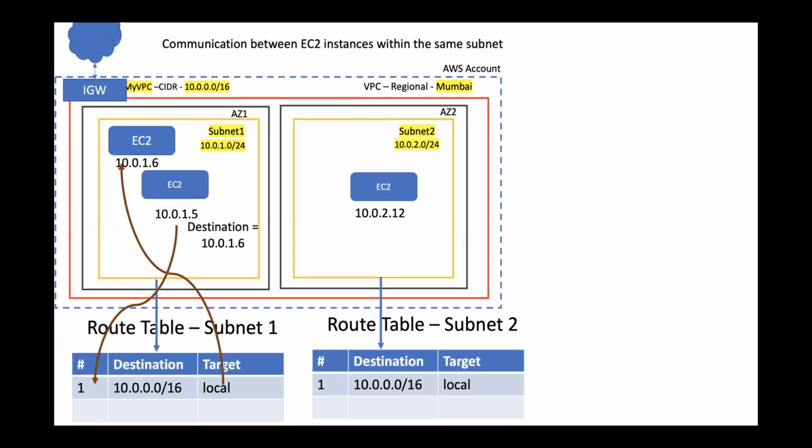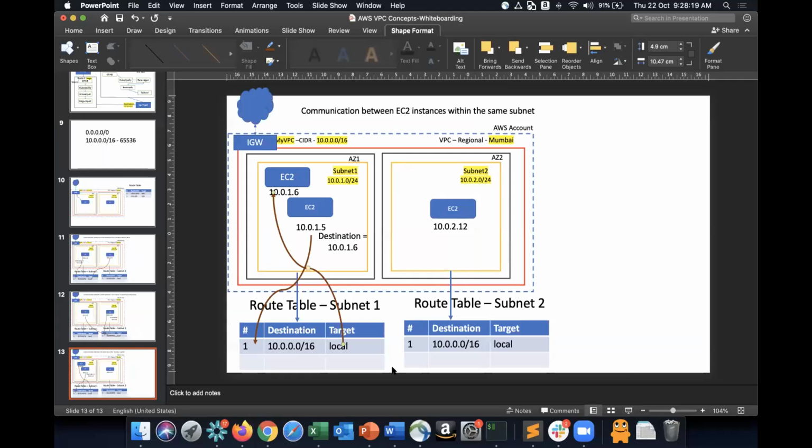Your EC2 instances would be as good as a standalone computer with no network connectivity. Imagine you are buying a new laptop or desktop at home, and you're not connecting it to a network. It will be like that if you don't have the local route available in the route table. So that's how it works.